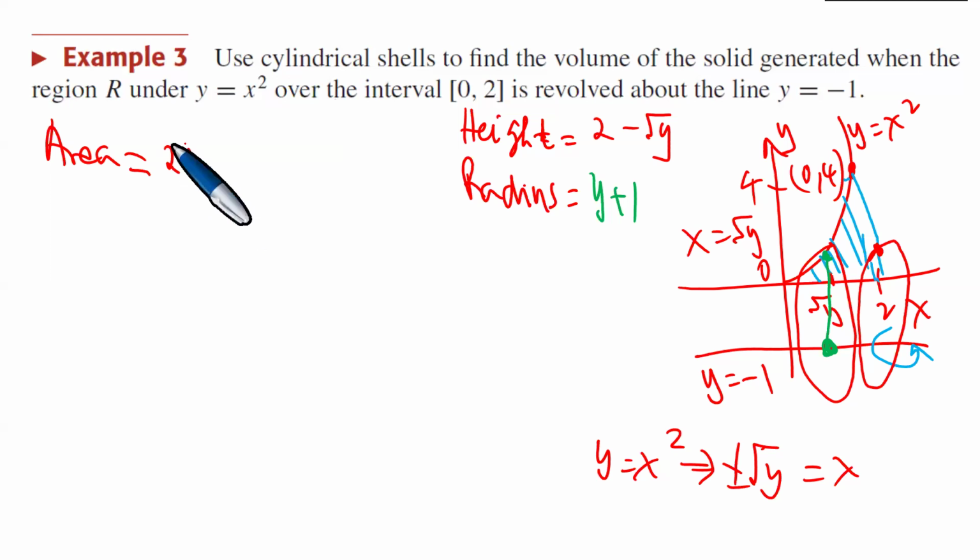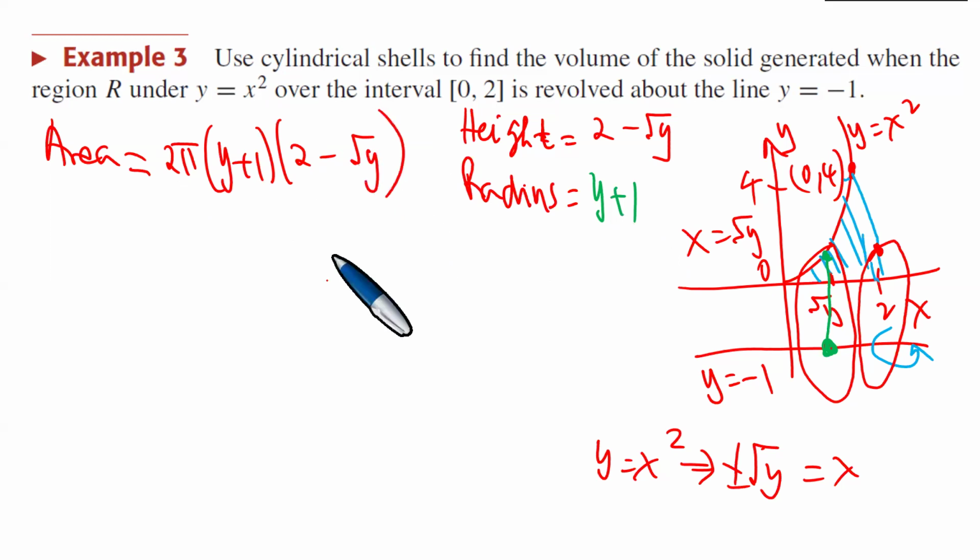So the area, for instance, is going to be 2 pi, then you take the radius, which is y plus 1, then you take the height, which is 2 minus the square root of y. So this is going to be the area.